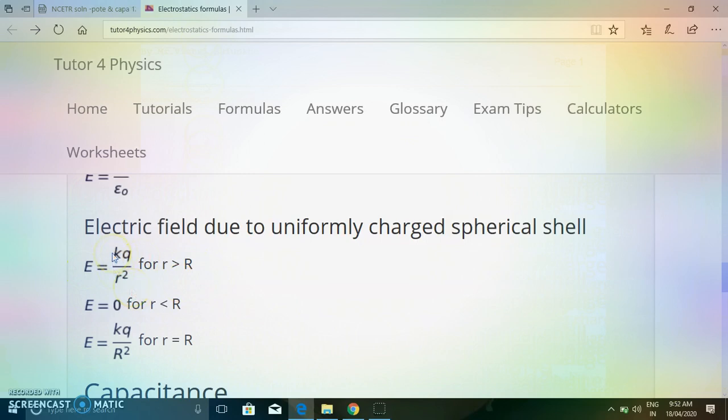Don't forget K is nothing but 1 upon 4 pi epsilon naught, that is 9 into 10 raised to 9, Q upon R square. And if r is less than R, what does it mean? It means the charge is inside the sphere, and if the charge is inside the sphere, then the electric field is always zero because there are no charges inside the spherical shell.